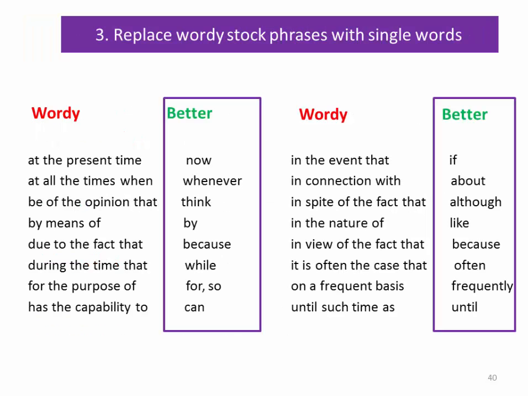The third way to avoid wordiness is to replace wordy stock phrases with single words. For example, instead of saying at the present time, you can say now. Or instead of saying at all the times when, you can say whenever. Or be of the opinion that, you can say think. Or by means of can be replaced by, etc.